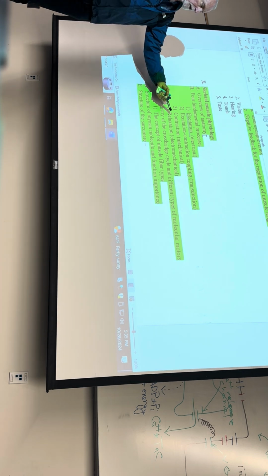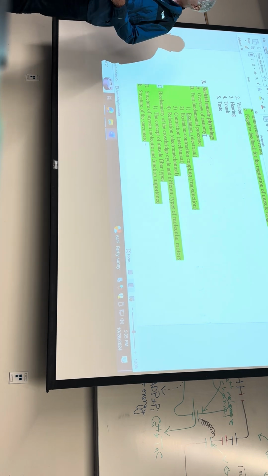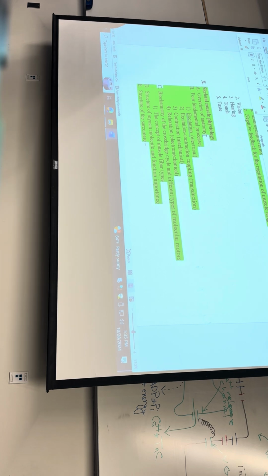Tonight, we're going to get into relaxation. And relaxation is nothing more than a recapitulation of everything I've shown you up to this point. It's really turning off excitation. It's turning off EC coupling. It's turning off the molecular motor. So we get into that.